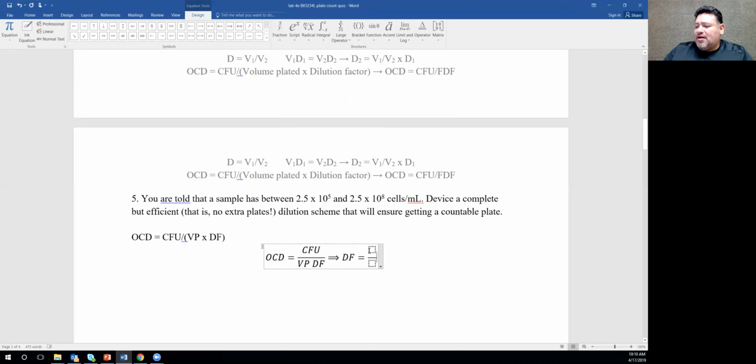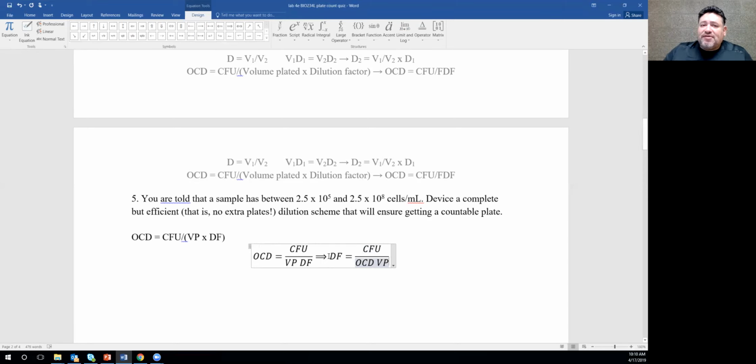When I do that, what do I end up with? I end up with CFUs in the numerator, and in the denominator I have OCD times volume plated. So I multiply both sides by dilution factor. The dilution factor cancels on the right in the denominator and ends up in the left numerator, which leaves me with CFU divided by VP. Then I divide both sides by OCD. That gets rid of it on the left side, and I end up with it on the right side.